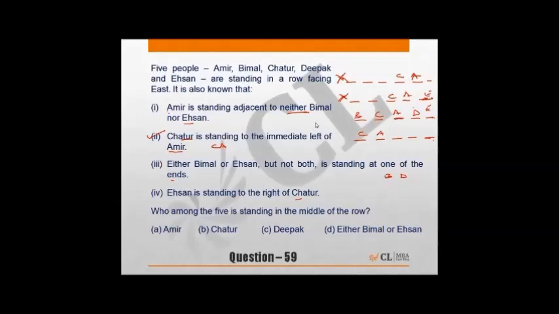Look at the other statements. If there is no contradiction, this will go ahead. If there is a contradiction, we will have to eliminate this. Statement 3 says either Bimal or Ehsan but not both is standing at the ends. In arrangement 3, both B and E are standing on the ends, so it is contradicting statement 3. Hence, the third arrangement is also incorrect. So, we are left with one arrangement and that is the arrangement which has to be the correct one. Let us try to complete that arrangement.